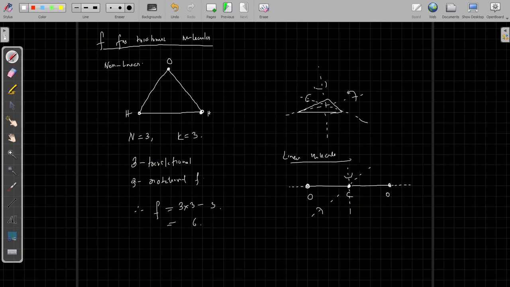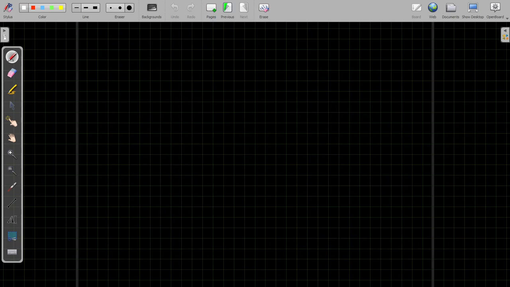And also 3 individuals. So in this case we can see F would be equal to 3 into 3 minus how many relations? 2. 1, 1. That gives me 2. So 9 minus 2, how much? 7. So these are for linear molecules and that is for non-linear molecules. Got it? Let us come to equipartition of energy.